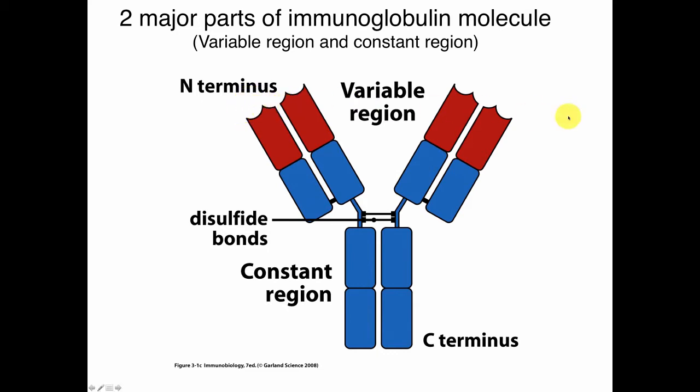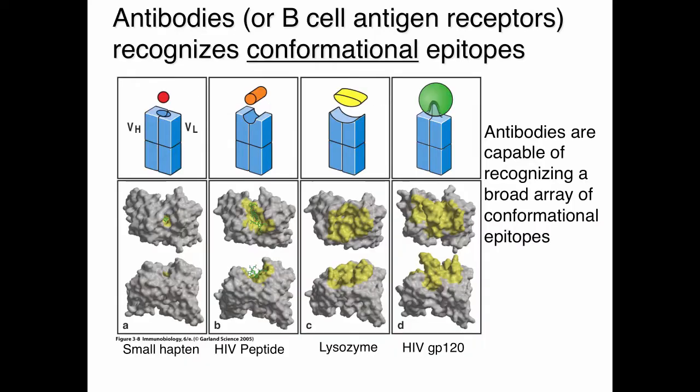One is on the amino terminus up here that's very, very variable and determines the antigen receptor specificity of the molecule. And then down here at the C terminus in blue is the constant region of the molecule that doesn't change and is conserved. It stays the same for all different antigen receptors, except for some exceptions that we'll talk about in a few minutes.